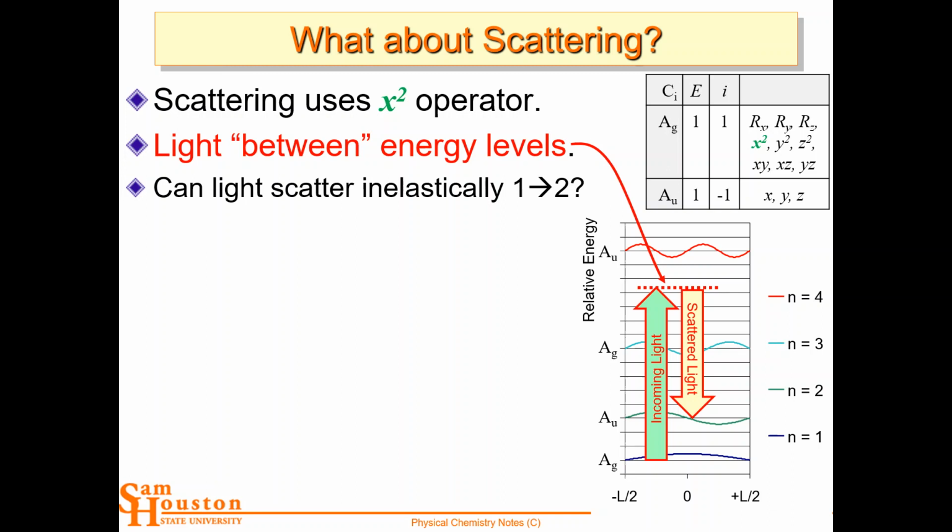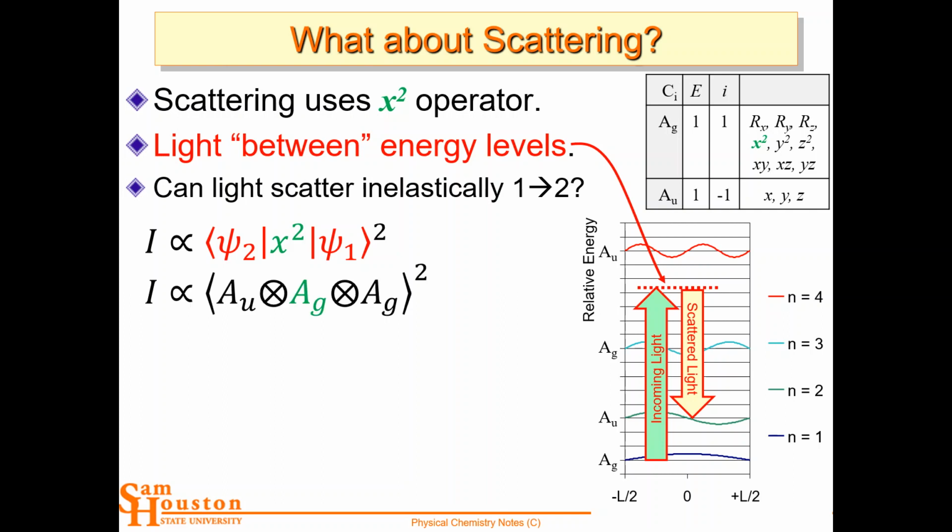So the incoming light hits our particle in a box. Can this happen? Can it spit out a photon and leave the molecule or electron in N equals 2? So we have state 1 here. We have state 2 here. And we have x squared in the middle. Now this would be a really long integral. It would require 2 or 3 integrations by parts, but it's very simple with direct products. State 1 is Ag, x squared now, up here. I'll do this on the pen so people can see when they look at the video later. So x squared here is Ag. And then this N equals 2 state is Au.